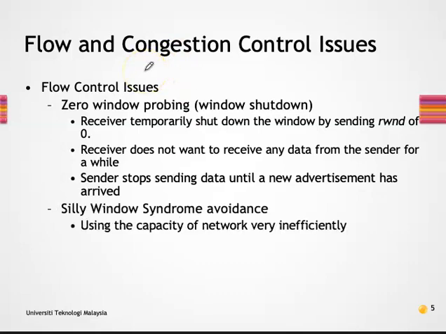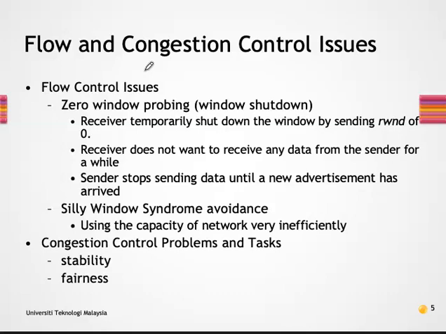Another issue is silly window syndrome avoidance. For this issue, the network uses the capacity very inefficiently. It is actually a situation in which a small window size is advertised by the receiver, and hence a small segment will be sent by the sender. So the sender will create data slowly, or the receiver will consume data slowly, or both. So the network will be used very inefficiently in this case.